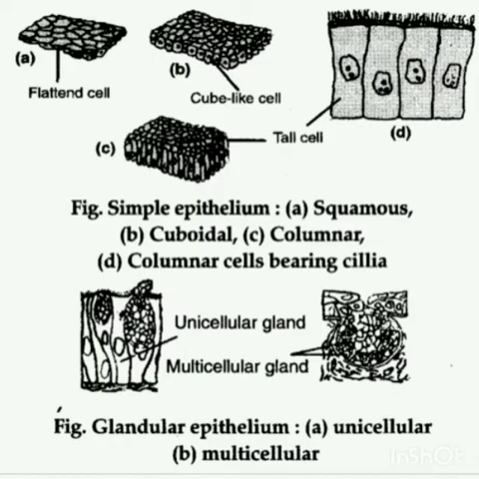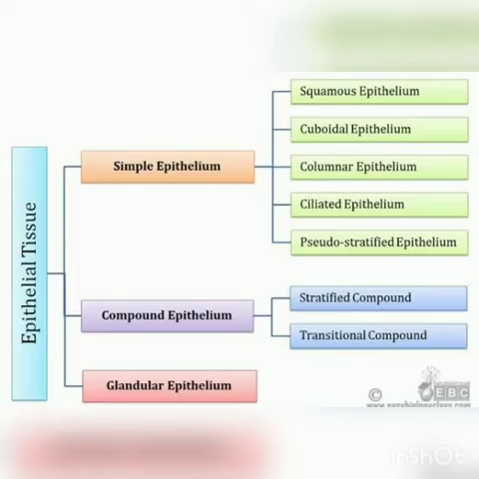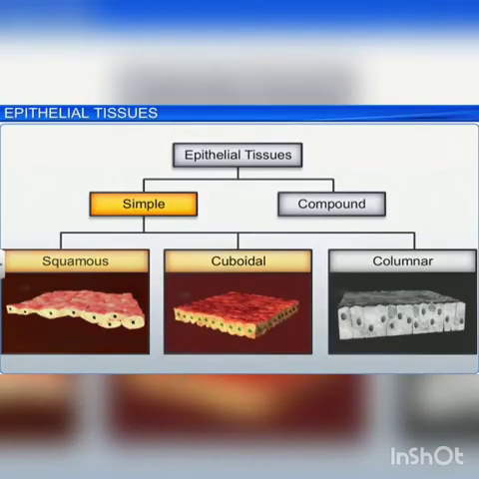This simple epithelium is further classified into squamous epithelium, cuboidal epithelium, columnar epithelium, ciliated epithelium, and pseudostratified epithelium. So this simple tissue is further divided into 5 types: squamous, cuboidal, columnar, ciliated and pseudostratified epithelium.